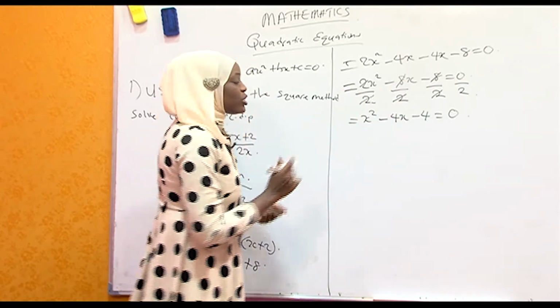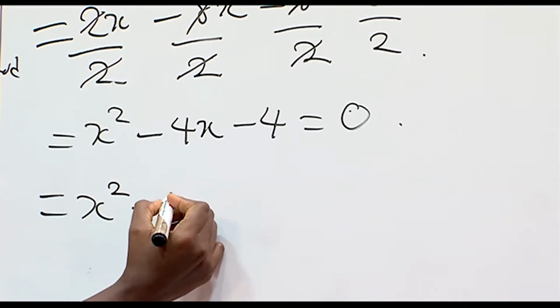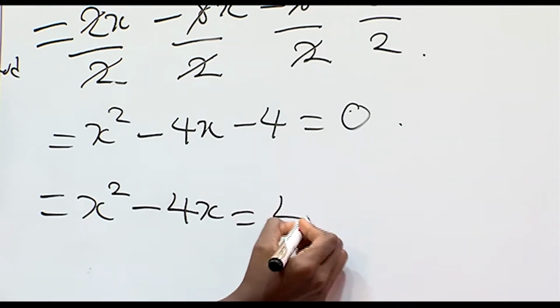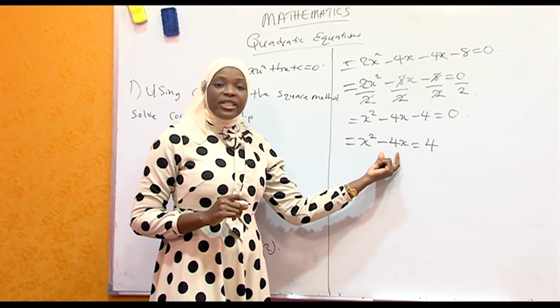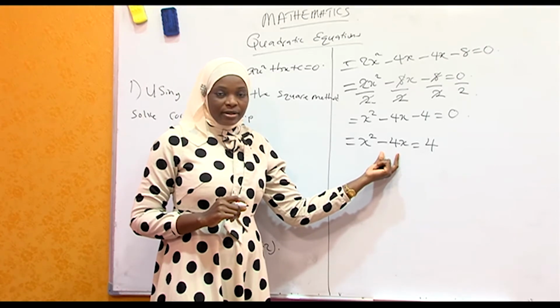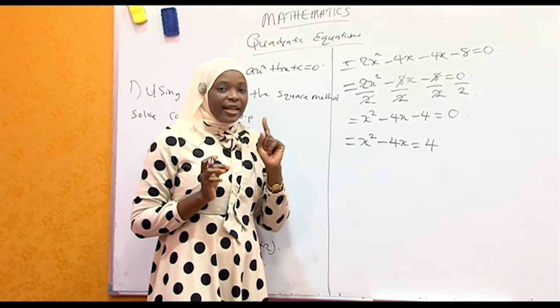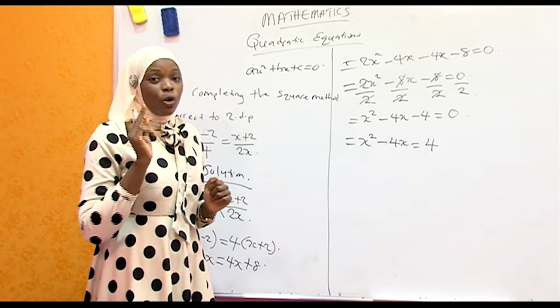hand side. So taking your constant to the right hand side, you have x squared minus 4x equals, taking this to this other side will give you plus 4. Now the next step is you take the coefficient of x, you multiply it by half, you square it and add to both sides to complete the square. That is where they got the name completing the square.